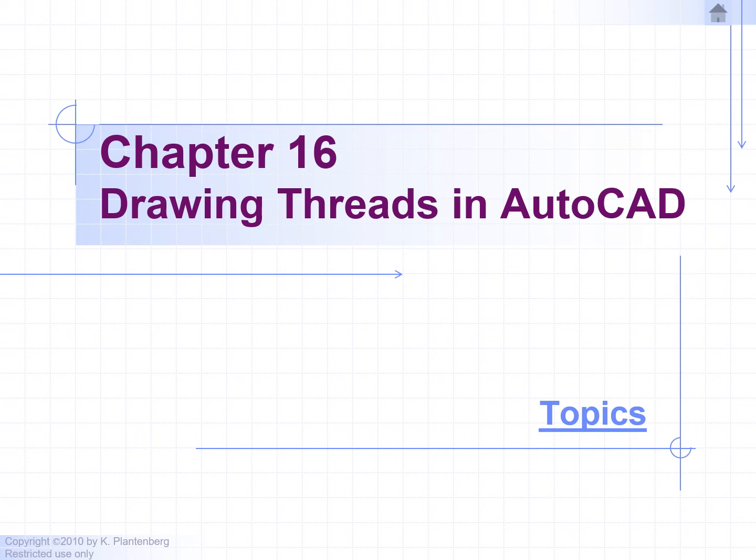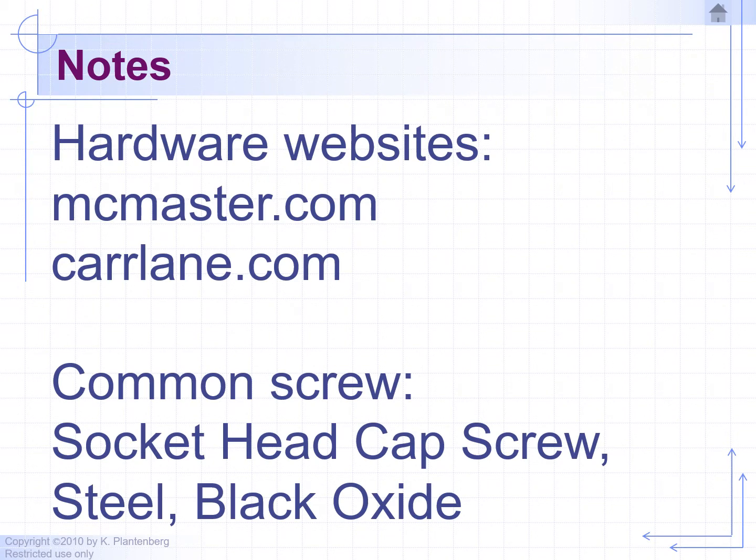Chapter 16, Threads in AutoCAD. Some of the common websites to order hardware, bolts, nuts, washers, and other types of hardware, you can go to McMaster.com or Carlane.com. You can also download drawings for bolts, nuts, etc. And they also provide 3D models of their hardware.